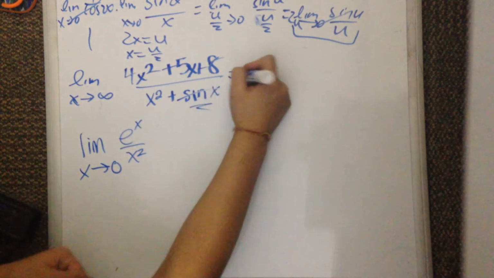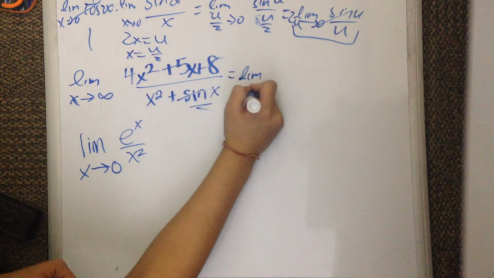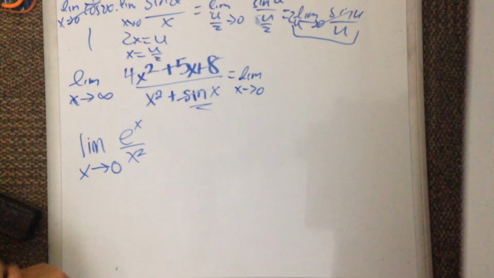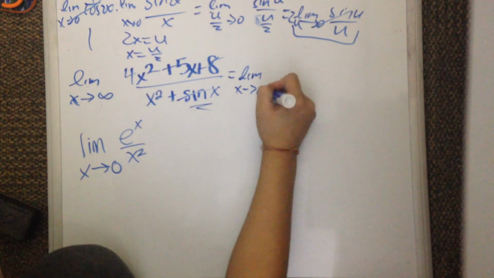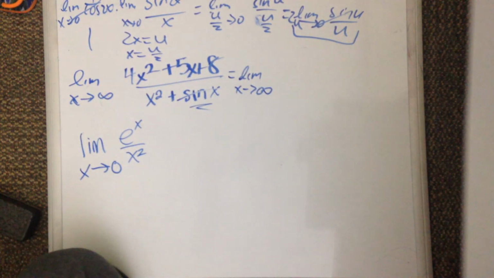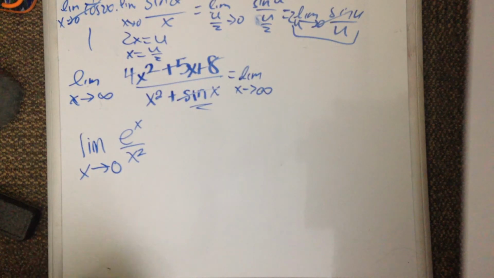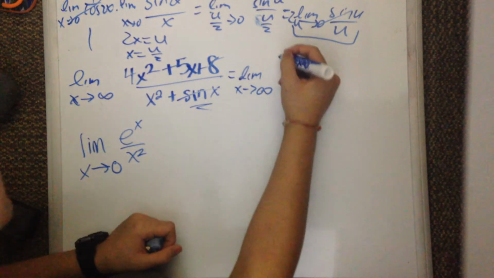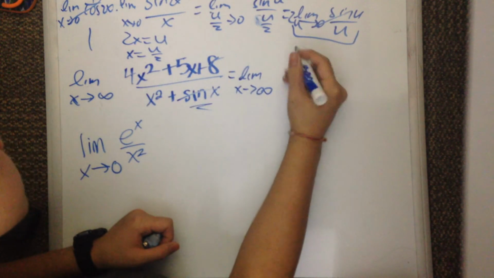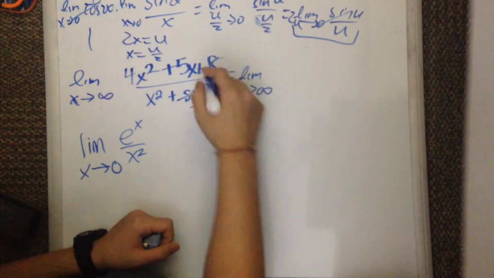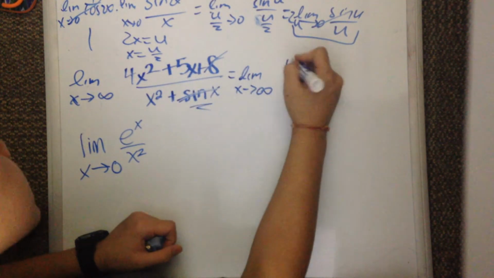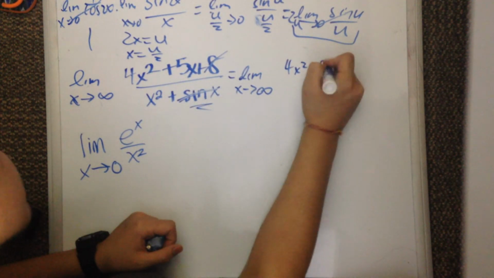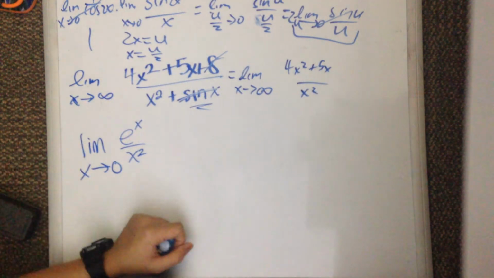On a test, you can just assume that x squared goes way bigger than x as x approaches infinity. As x approaches 0, x squared grows slower than x, so you have to be careful. But we can write this. So we're ignoring those guys, so it's 4x squared plus 5x all over x squared.